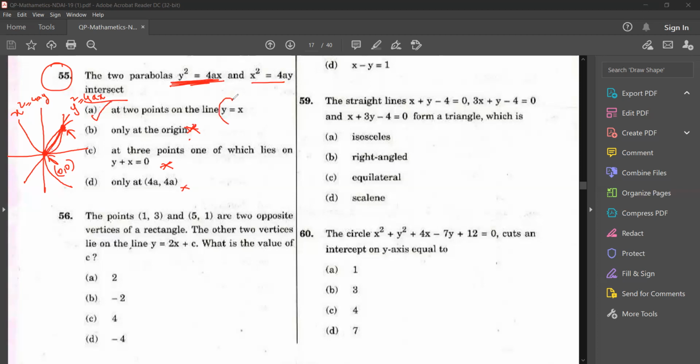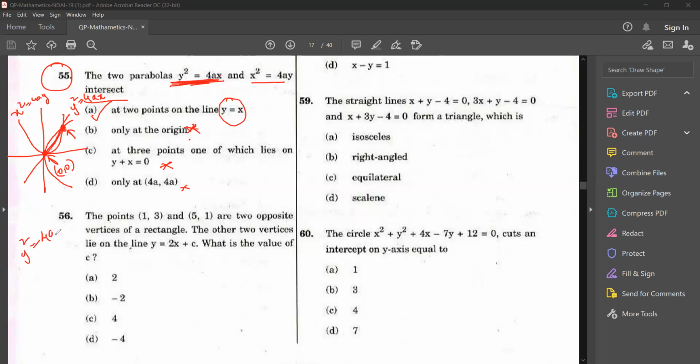Now let's confirm whether this line is y equal to x. You understood this, no? This is intersecting at 2 points, so these three options are already wrong. So we can mark the first option. Now I'm just showing whether this line is y equal to x. For that, I'm just finding out x from here.